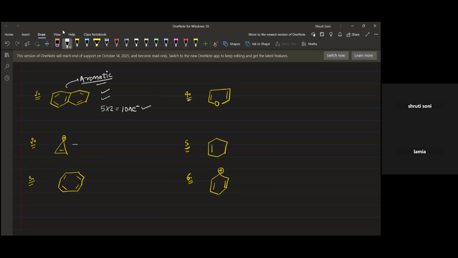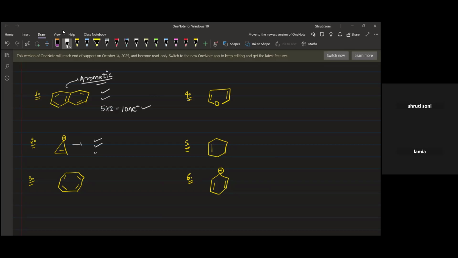Now the second one. Is the second compound cyclic? Yes. Second, all carbons are sp2 hybridized. Yes. And how many pi electrons are there?